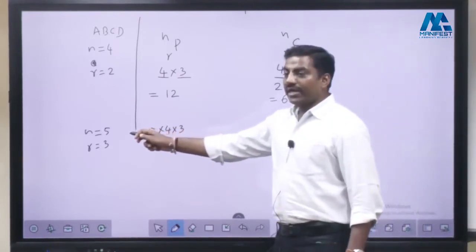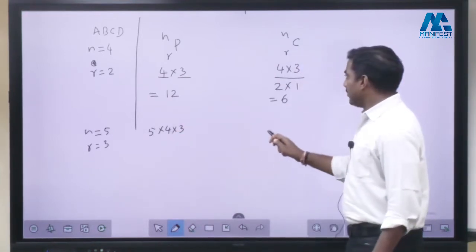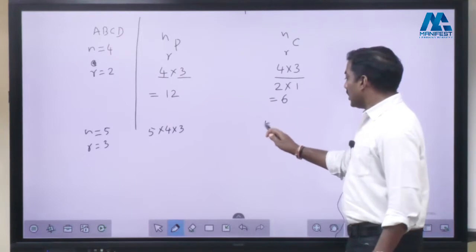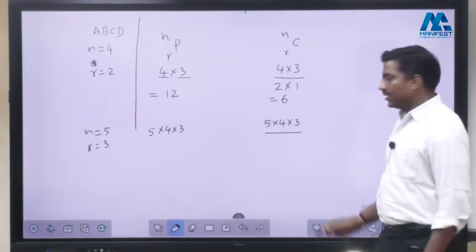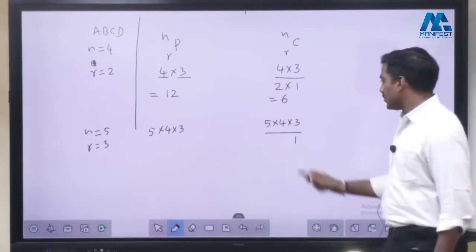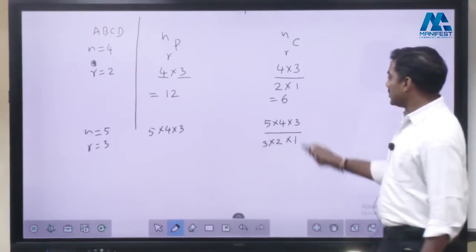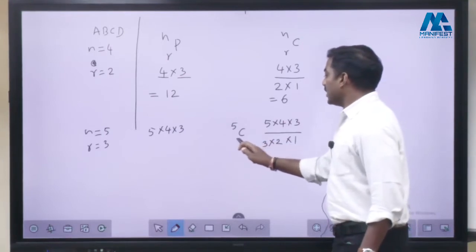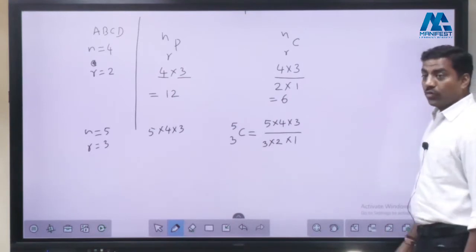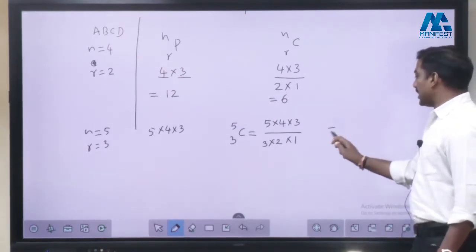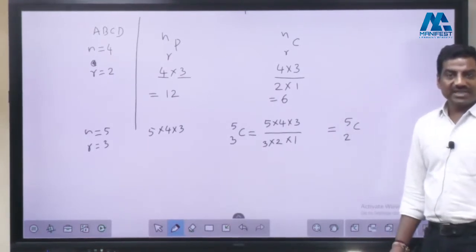Suppose we were calculating nCr. Here nPr is 5 into 4 into 3. Let's say nCr. How do you do it? Numerator, you have to write the same, 5 into 4 into 3. Denominator, start with 1. This is 5C3. But I have told you, 5C3 can be written as 5C2 also.